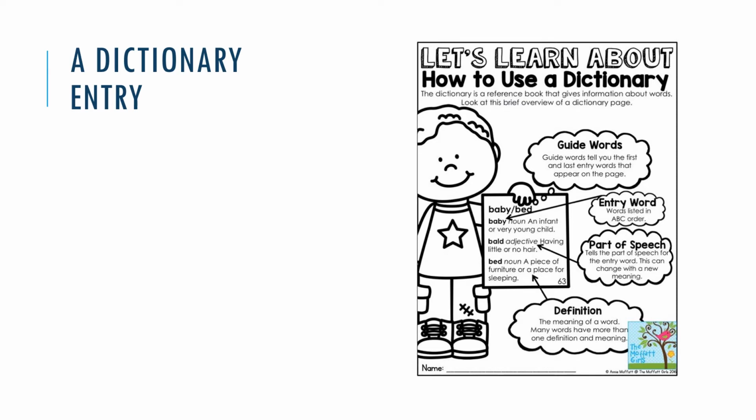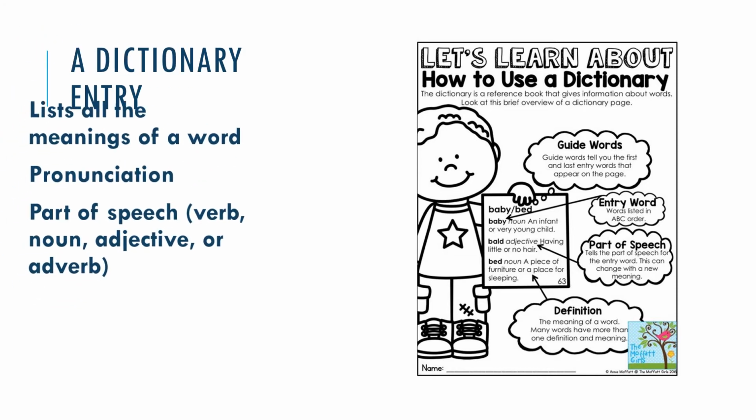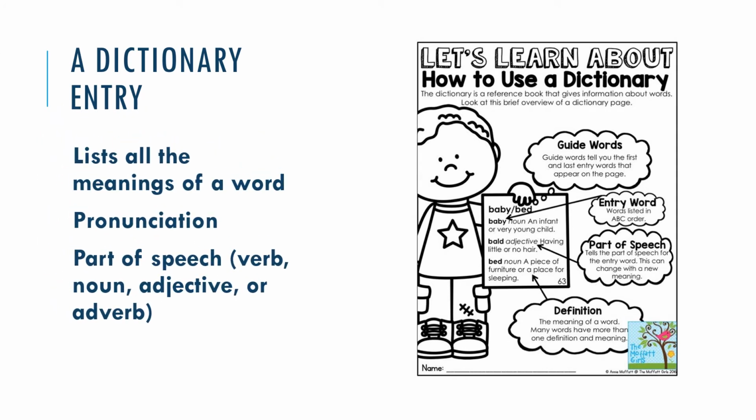So today we're going to talk more specifically about the reference source, which is a dictionary. So a dictionary entry, remember, has meanings of a word, the pronunciation or how you say a word, and the part of speech, verb, noun, adjective, or adverb.